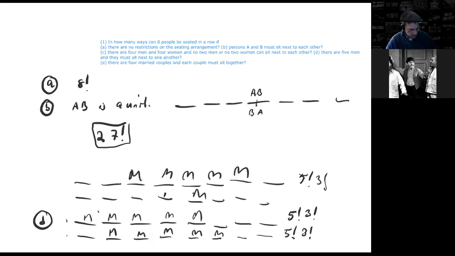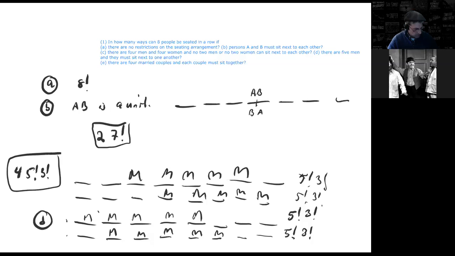So the answer in part D should be 4 times the 4 possibilities times 5 factorial times 3 factorial. So that should be the answer, which you can think of also as 4 times 3 factorial as 4 factorial. So it's 5 factorial times 4 factorial. Okay, so that's part D.